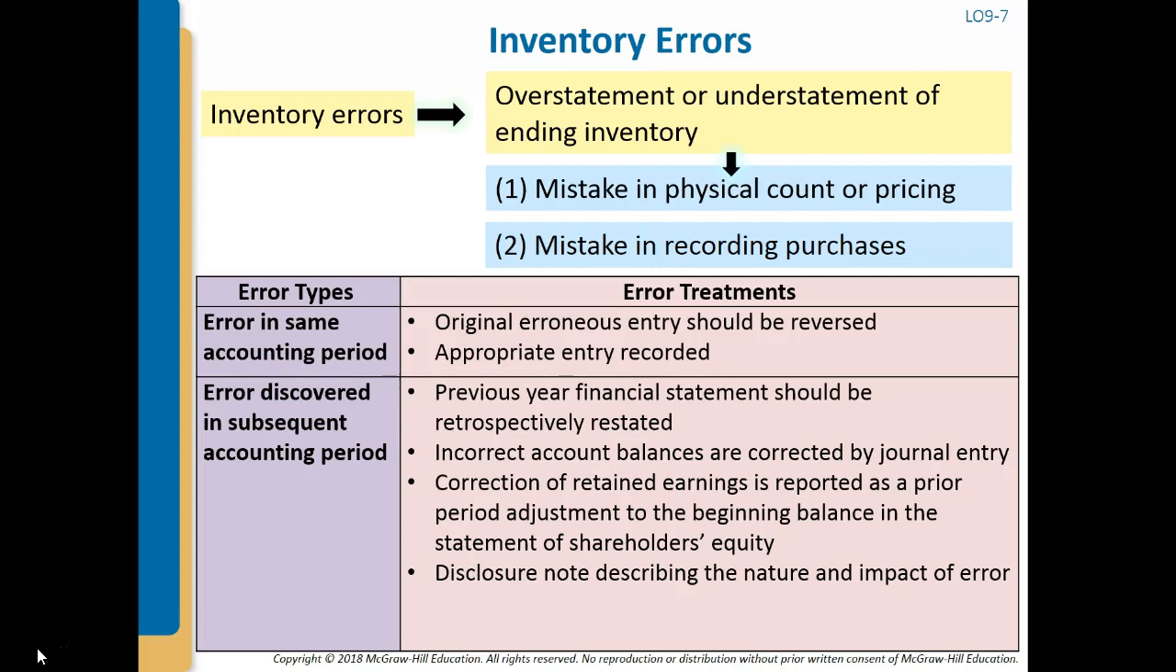If due to an error affecting net income, retained earnings is one of the incorrect amounts, then the correction is reported as a prior period adjustment to the beginning balance on the statement of shareholders' equity. Also, a disclosure note is needed to describe the nature of the error and the impact of its correction on net income, each line item affected, and the earnings per share.